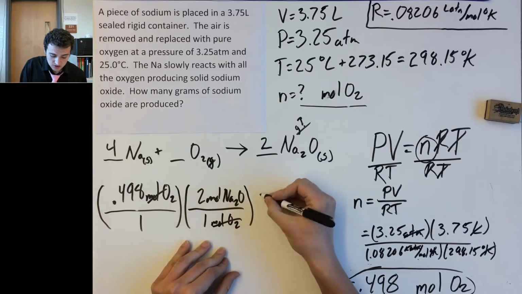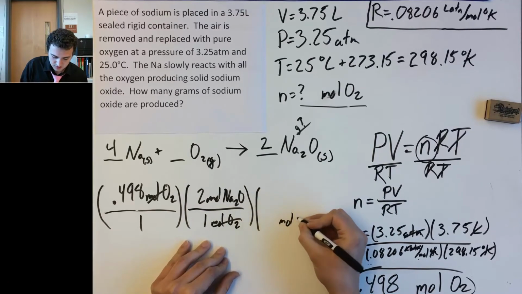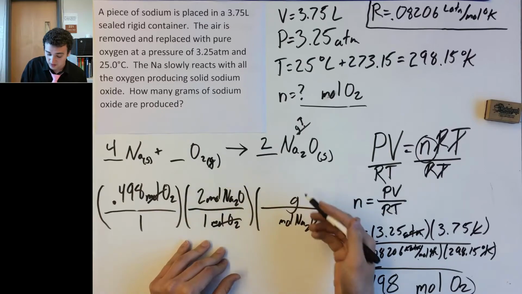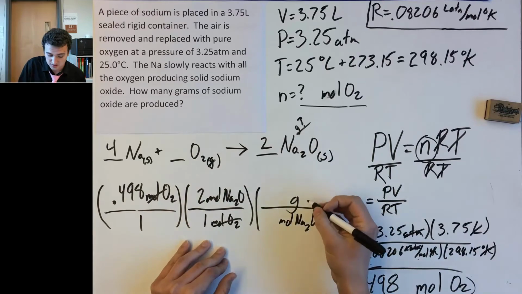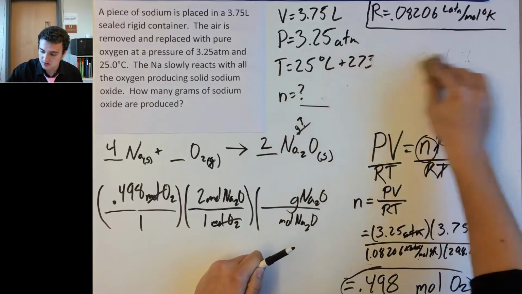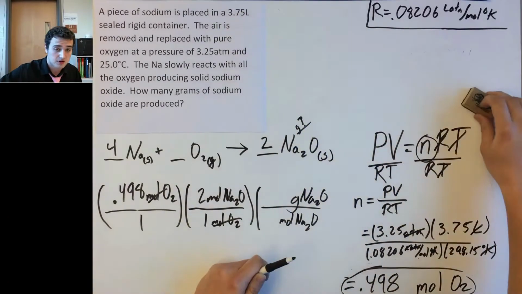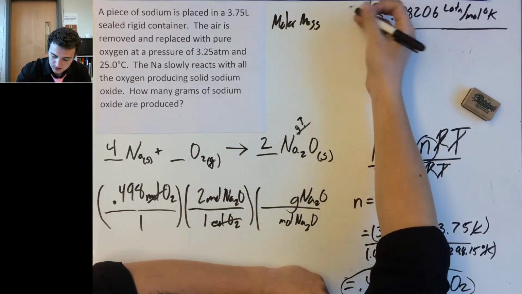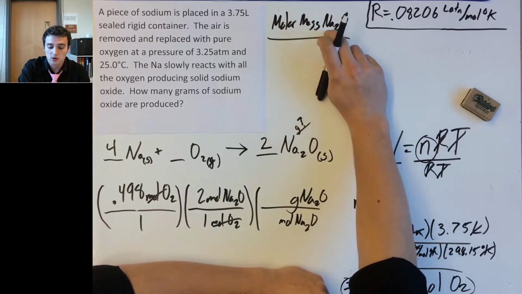So to do that, I need to go from moles of Na2O, or sodium oxide, into grams. So I need to know how many grams of sodium oxide go into a mole of sodium oxide. What is that ratio? So to do that, I'm going to go ahead and erase this top part so that I can find my molar mass. Of course, the periodic table helps us find this. Molar mass of Na2O.